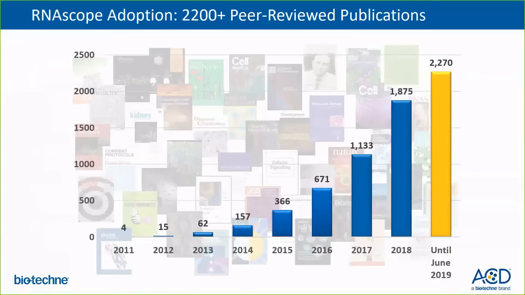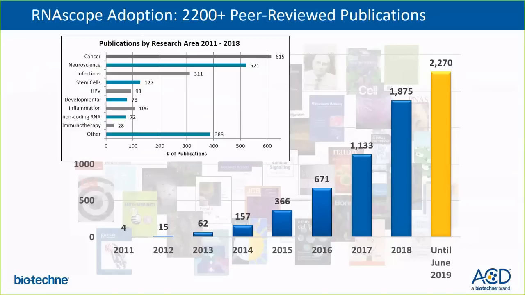The growth and adoption of the RNAscope technology is best exemplified by the number of peer-reviewed publications. We had our first publication in 2011, and since then there have been over 2,200 peer-reviewed papers published using the RNAscope technology in numerous journals, including many top-tier ones. And the RNAscope technology is highly relevant across multiple fields of research, with over 40% of the publications in cancer research, followed by neuroscience and infectious diseases.